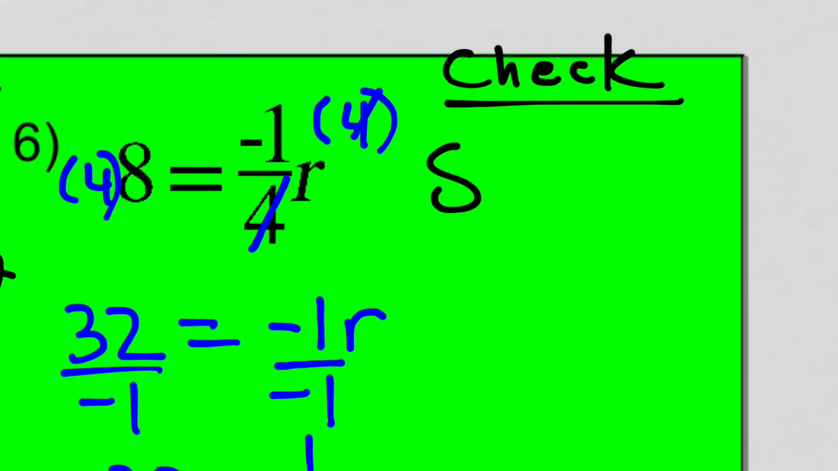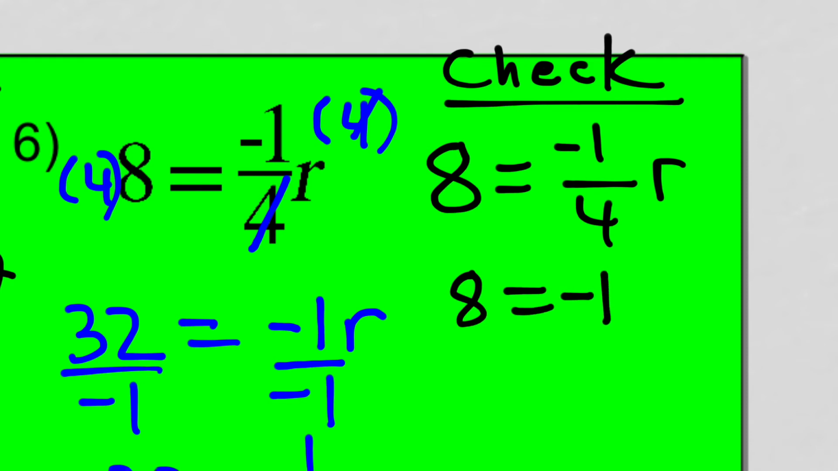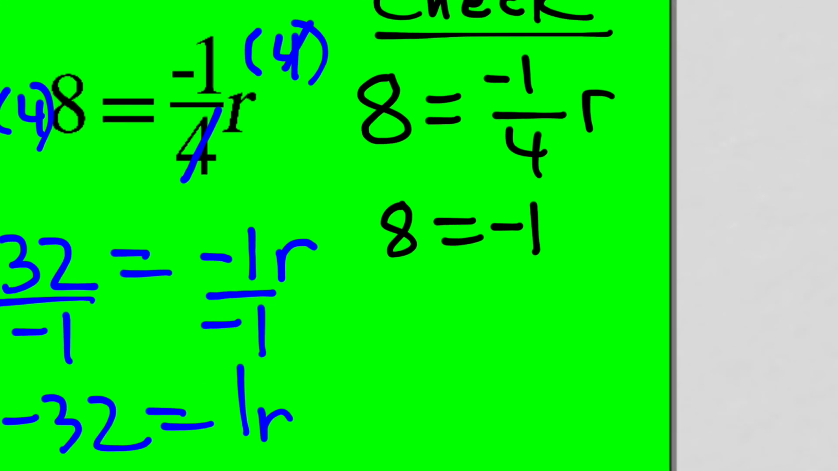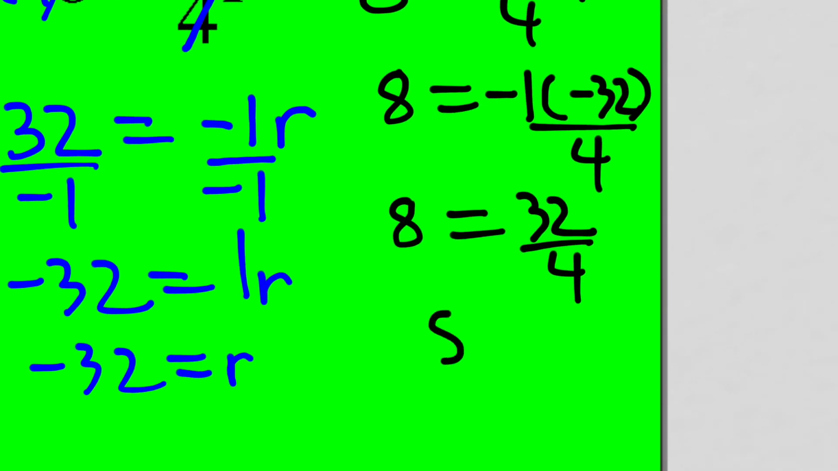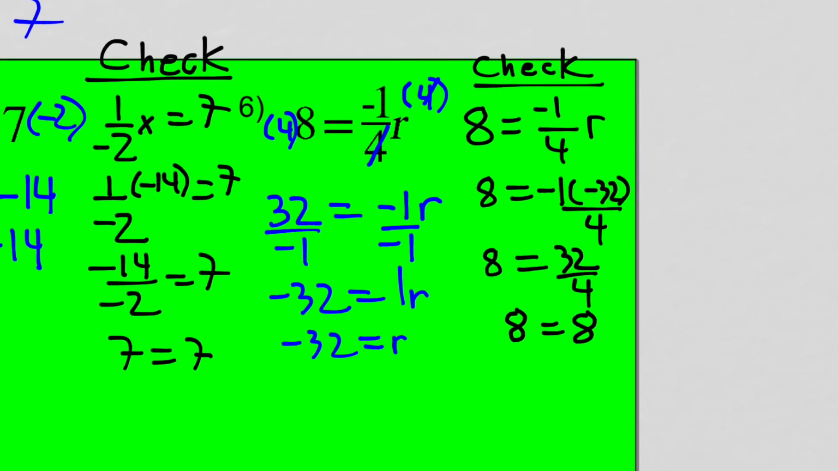Okay, 8 equals negative 1 over 4r. 8 equals negative 1 times negative 32 for r over 4. That's 8 equals negative 1 times negative 32 is positive 32 over 4. Both sides of the equation balance out. 32 divided by 4 is 8.